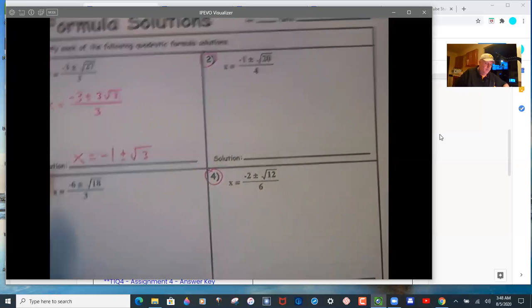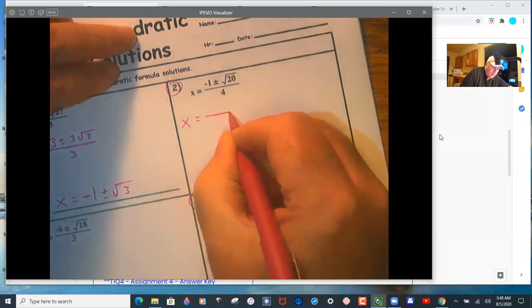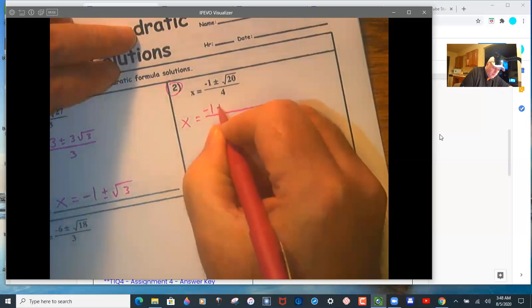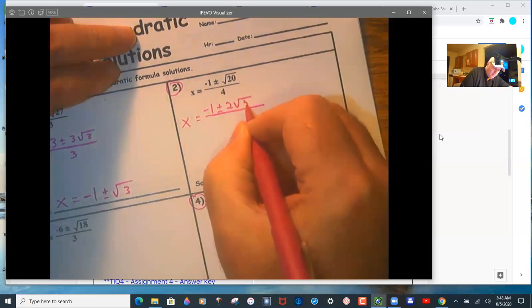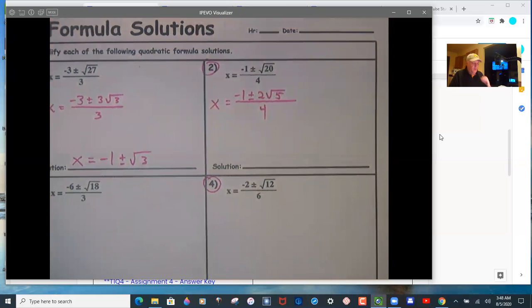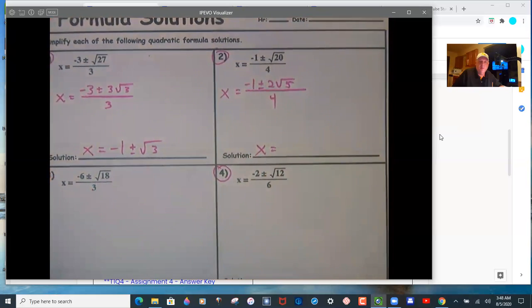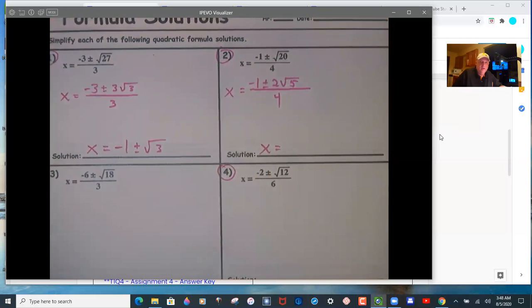Okay, number 2. Again, the first thing we're worried about is how to reduce the square root of 20, and that would be 2 times the square root of 5. Now maybe that square root works out perfectly. That actually happens on 5. And if that happens, then we have an answer that is going to be a pretty nice rational number.